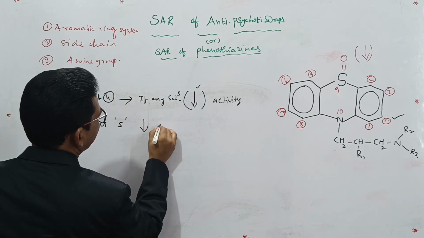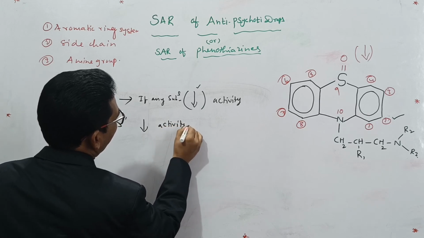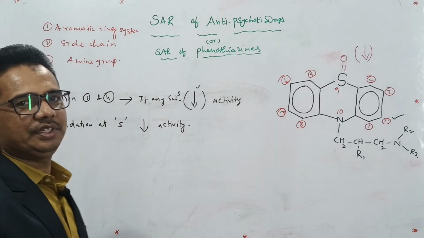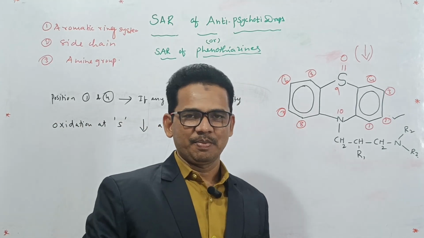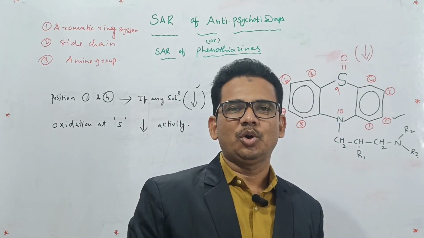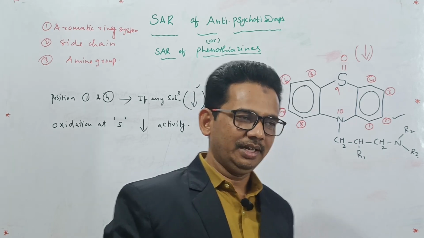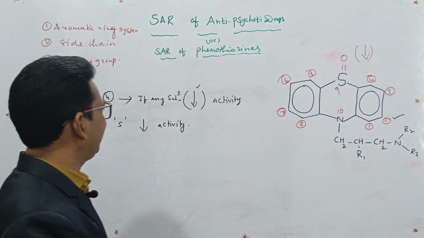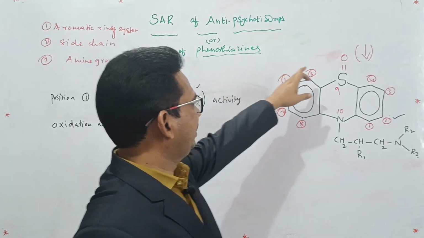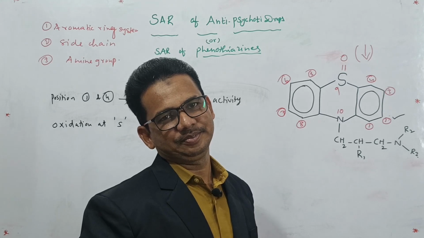Decreases the activity. What activity I told? Antipsychotic activity. Don't forget that, because phenothiazine is going to bind with the dopamine receptor, especially D2 receptors. That's why these positions play the vital role. But oxidation of this one is going to decrease the activity.